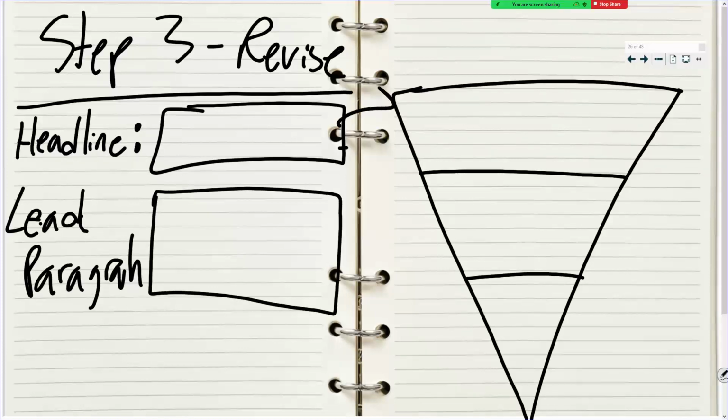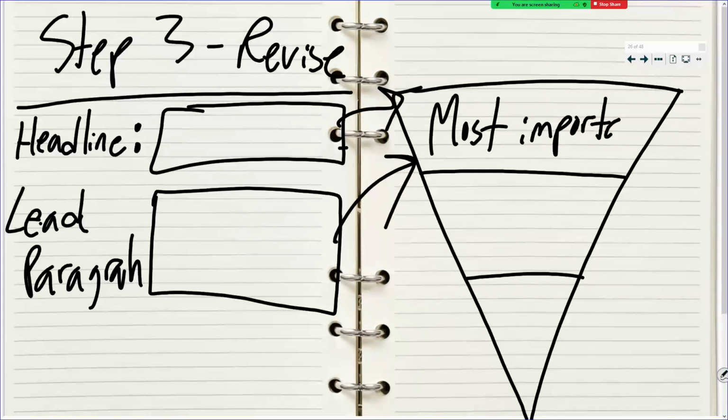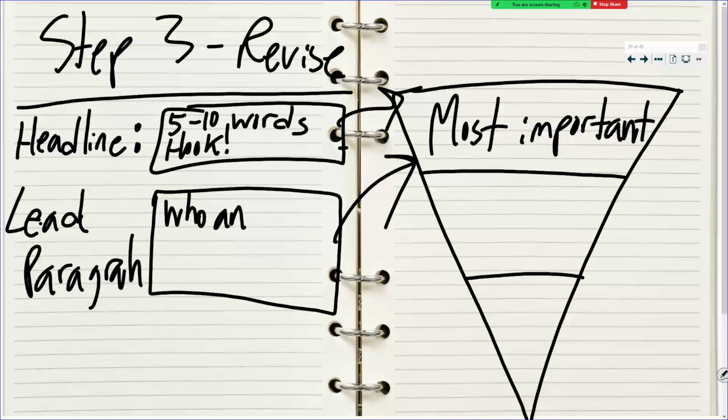So our headline and our lead paragraph, that's going to be our most important, right? So write your headline, and remember, this is like 5 to 10 words. It's your hook. Hook your readers in. Okay, your lead paragraph should be who and what happened.